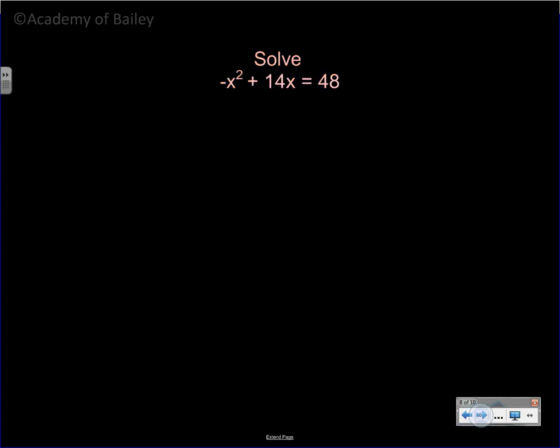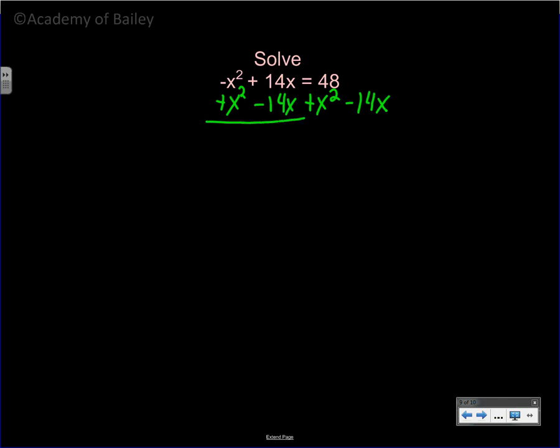Okay. Here's another one. I want you to go ahead and try and solve this one. This one here has a negative x squared. I would suggest making it a positive x squared. You can do a number of different things. Let's go ahead and add x squared to both sides, and subtract 14x from both sides.